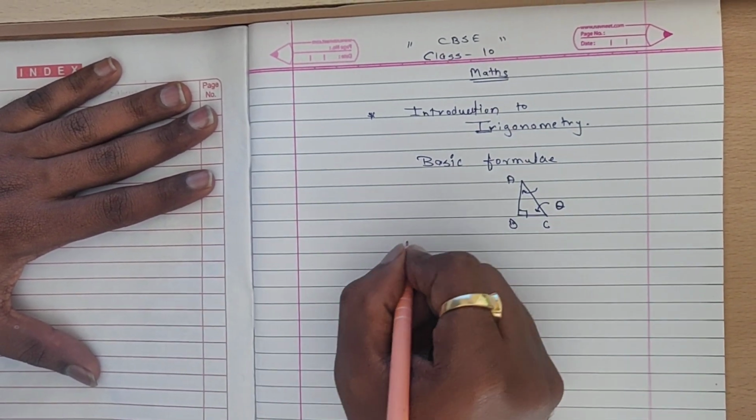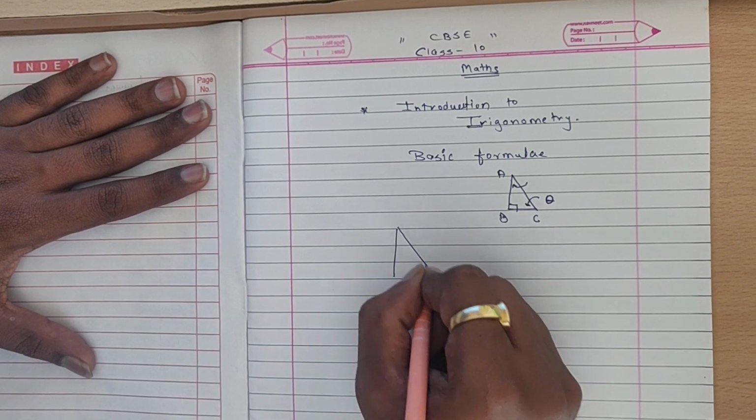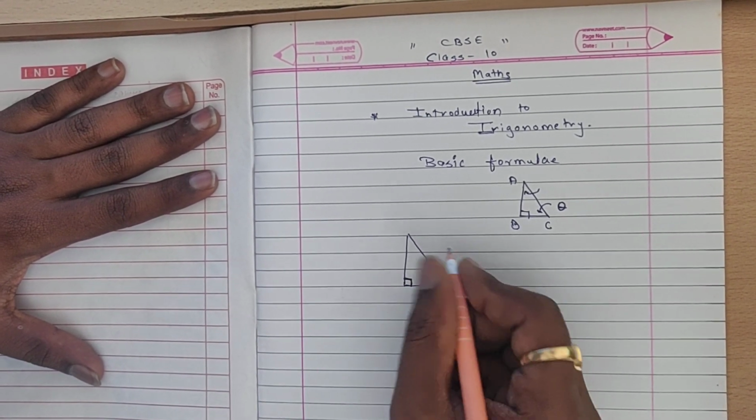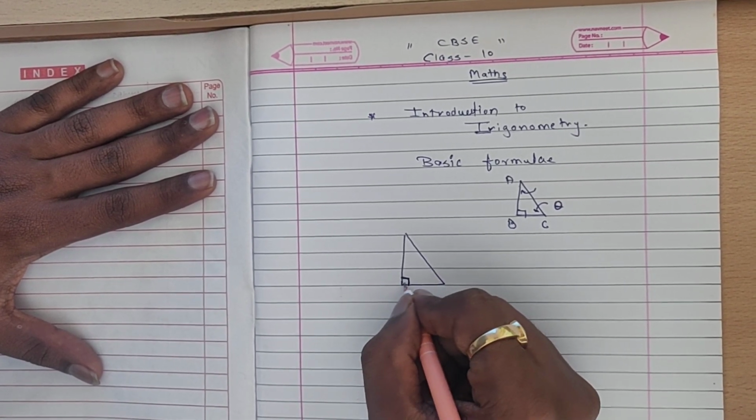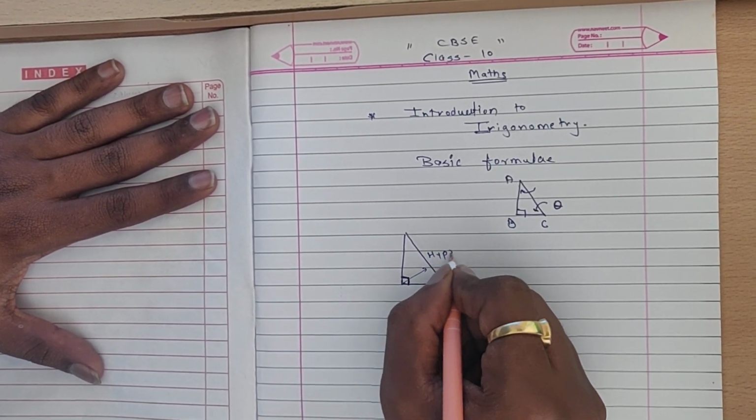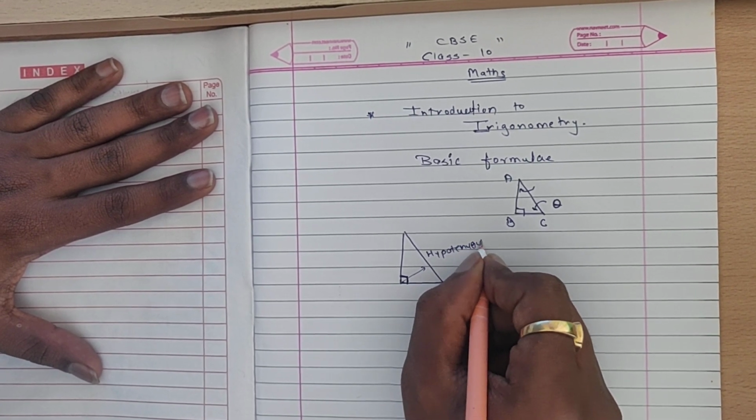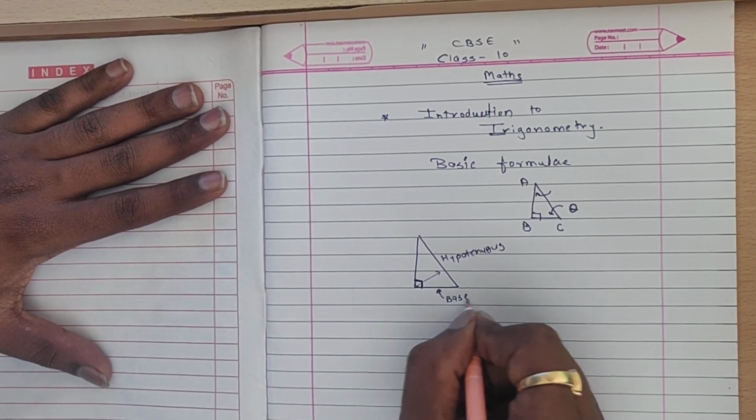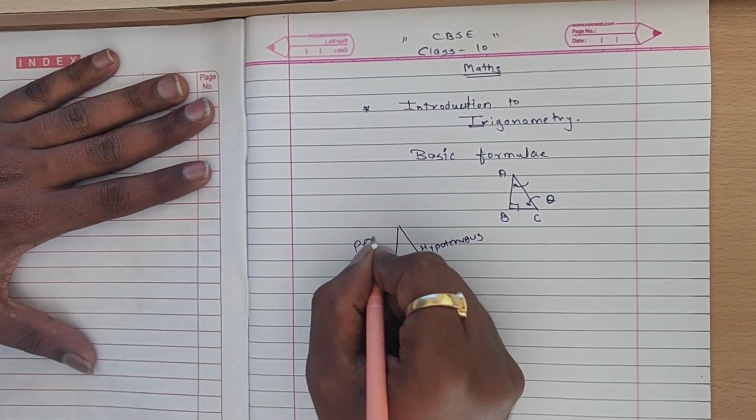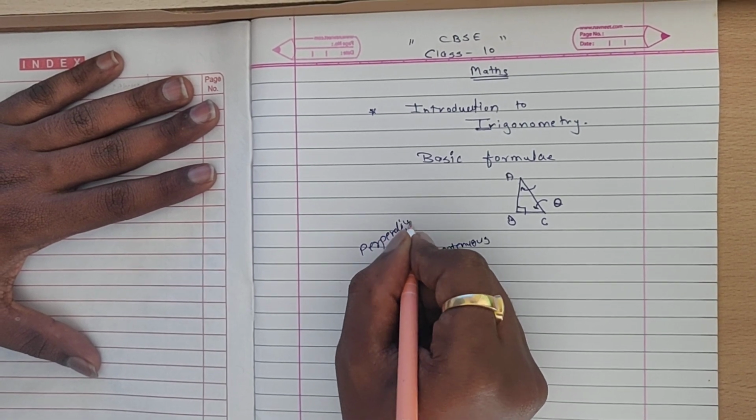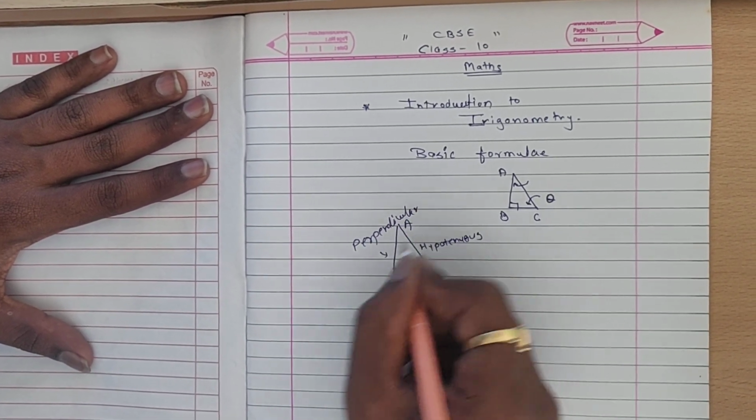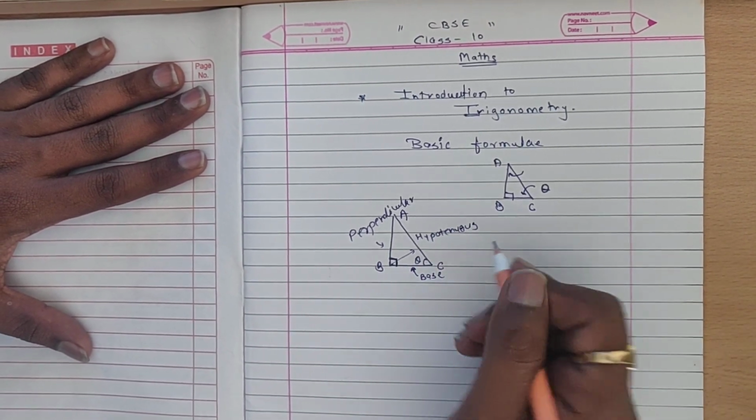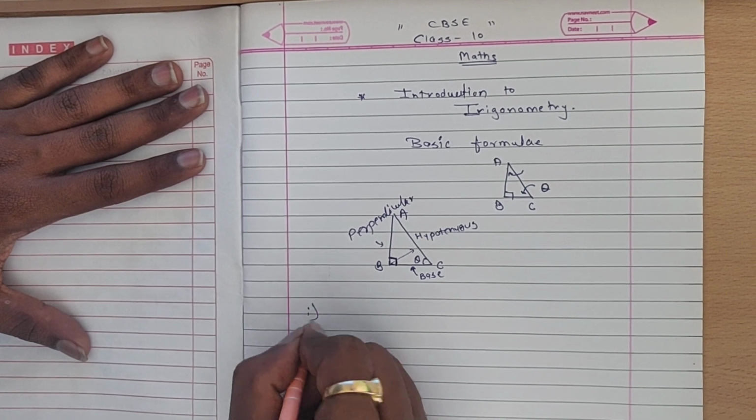Whenever we talk about any right angle triangle, the side opposite to the right angle is called the hypotenuse. Then this side is called the base and this side is called the perpendicular. Now if I talk about triangle ABC and for angle C, if I call it theta, we're going to see six ratios which are very important.